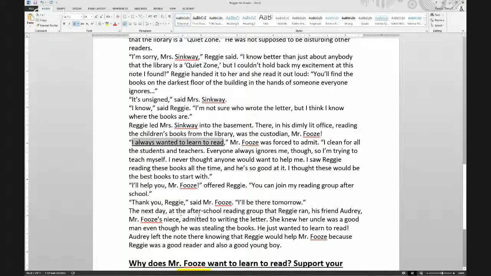The next day, at the after-school reading group that Reggie ran, his friend Audrey, Mr. Foos' niece, admitted to writing the letter. She knew her uncle was a good man even though he was stealing the books. He just wanted to learn to read. Audrey left the note there, knowing that Reggie would help Mr. Foos because Reggie was a good reader and also a good young boy.